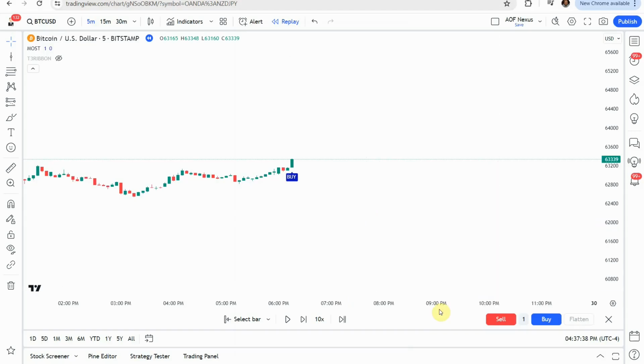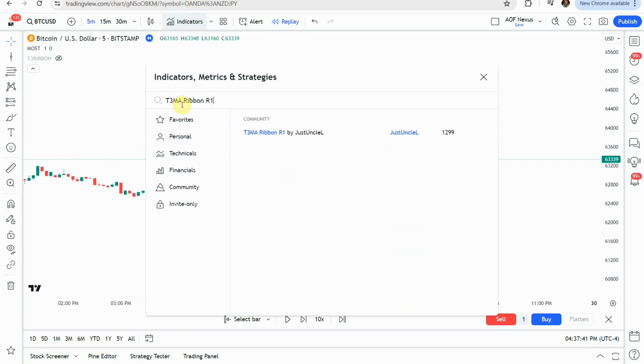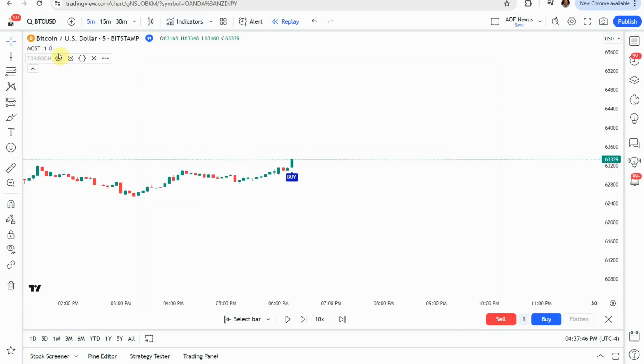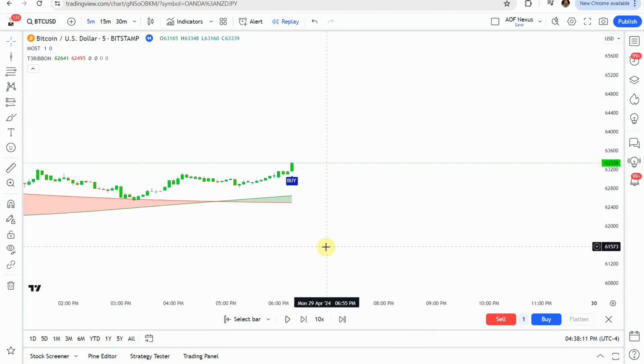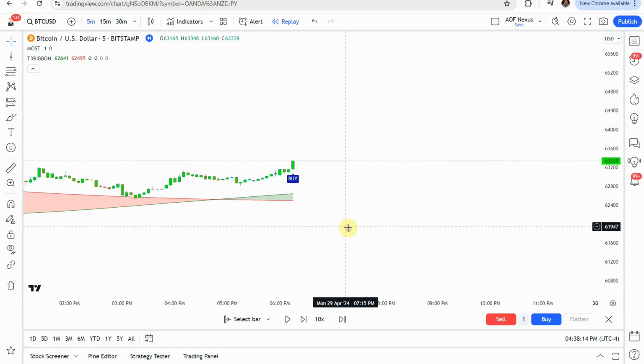The next indicator you will add to the screen is going to be the T3MA ribbon, this one right here. Again, go ahead and click on that, and again we're going to jump into the settings on this one. And so under the fast T3MA length right here, you're going to change that to 100. Under the slow T3 length right here, you're going to change that to 200. And under the slow T3 volume factor, you're going to change that to 0.7. Go ahead and click OK. And again, everything else stays on its default settings.